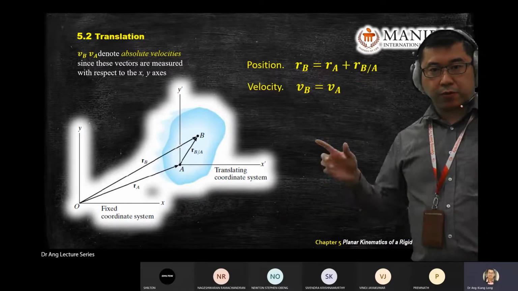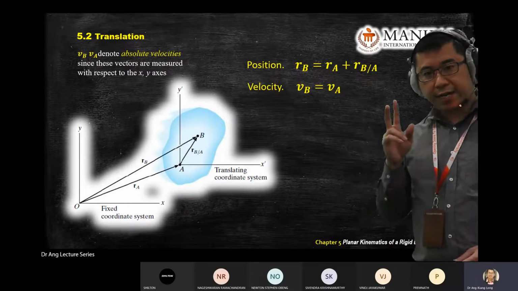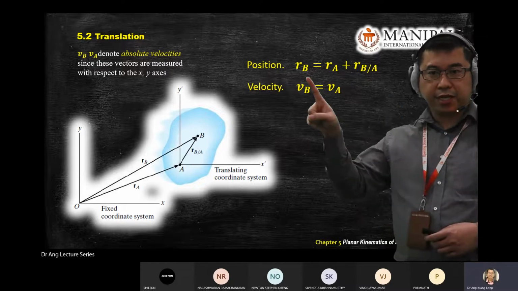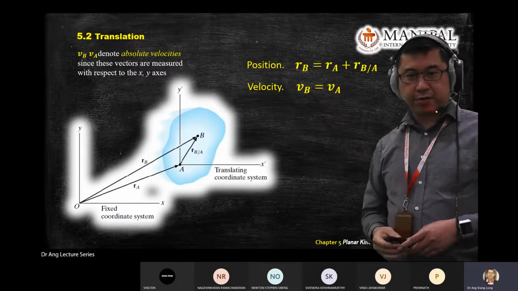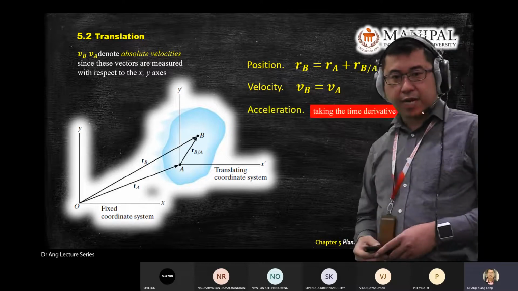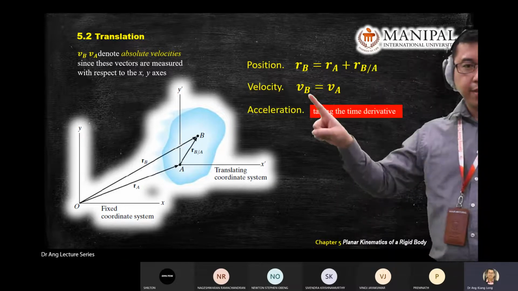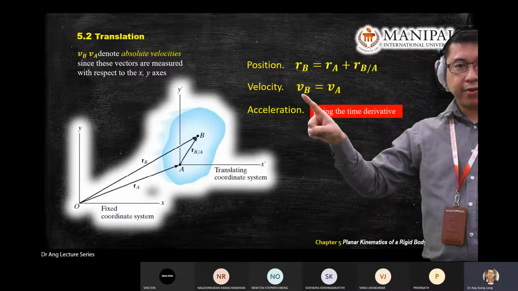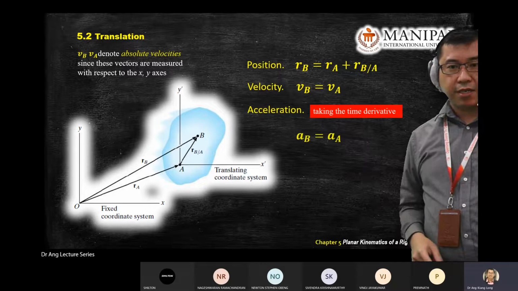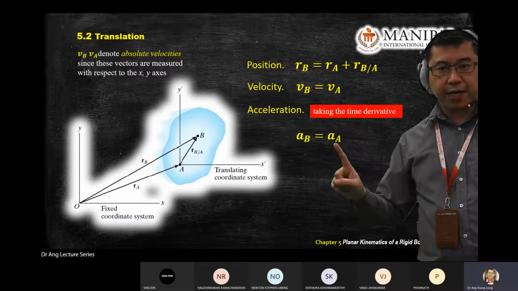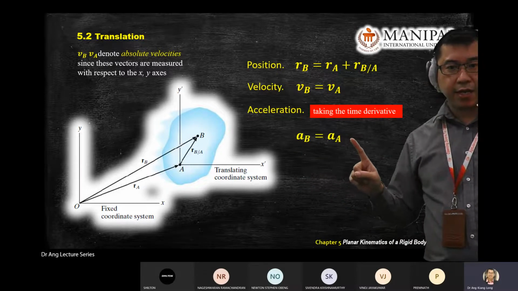Okay, so we have arrived at the second equation. First equation is this one. Second equation is this one. What about acceleration? Acceleration, same. Take time derivative of this one and this one divided by t. You get AB plus AA.